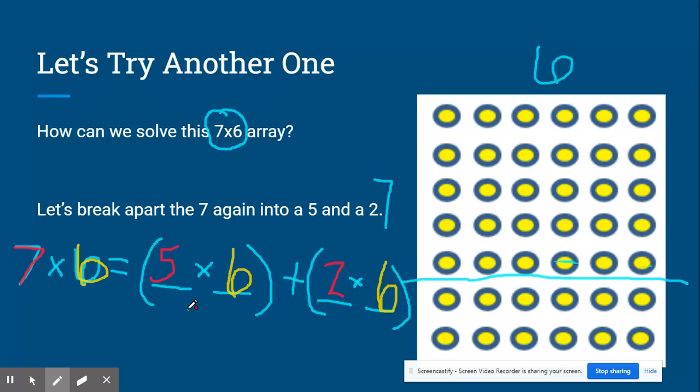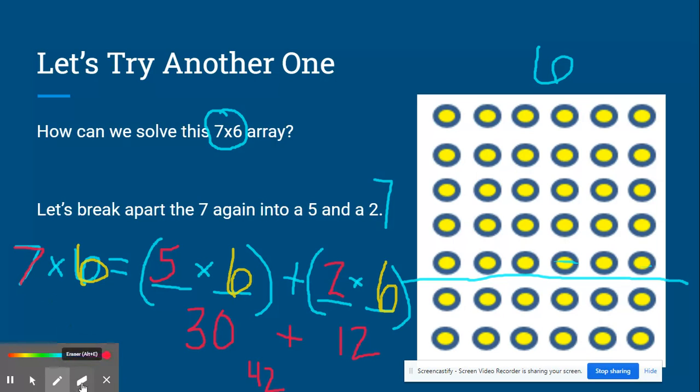5 times 6, you should have had 30. And then 2 times 6, you should have had 12. And because of that combining symbol, the adding symbol, when you add up 30 and 12, your answer is 42. I'm going to go ahead and give you some time to check your work, because the next one you are doing without an array on your own, just like we have been doing this whole time.